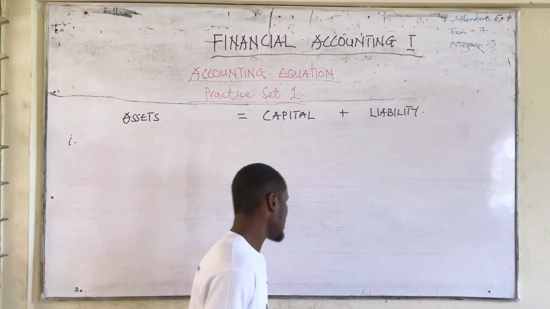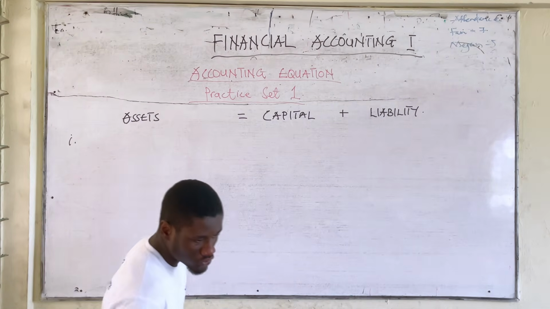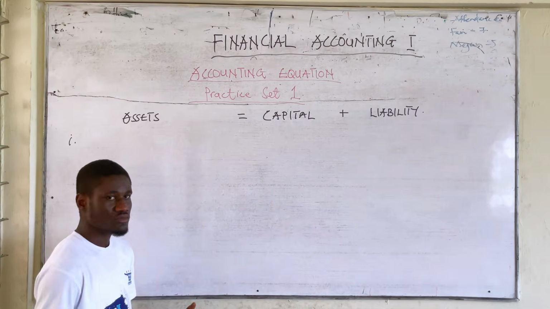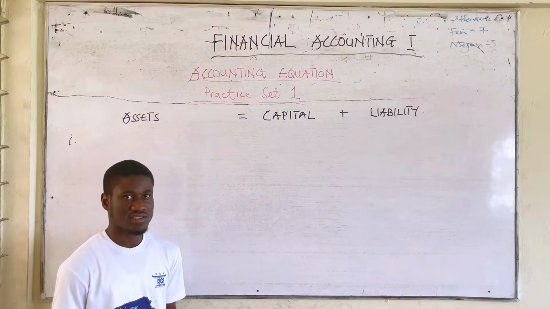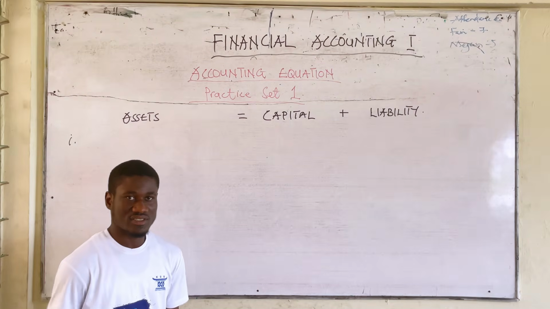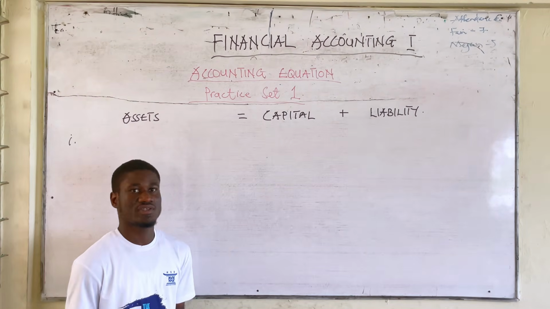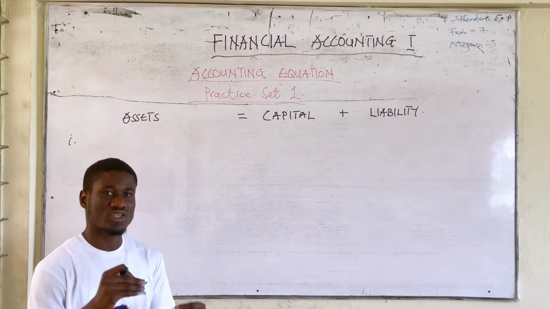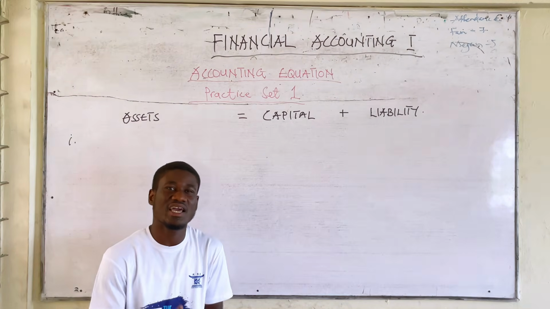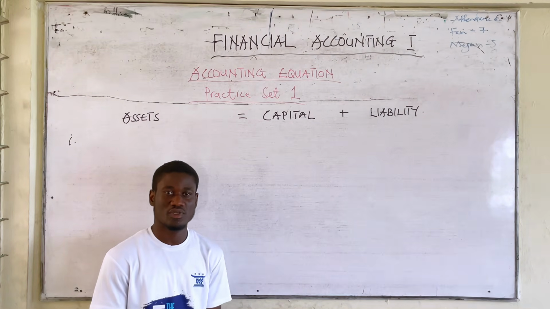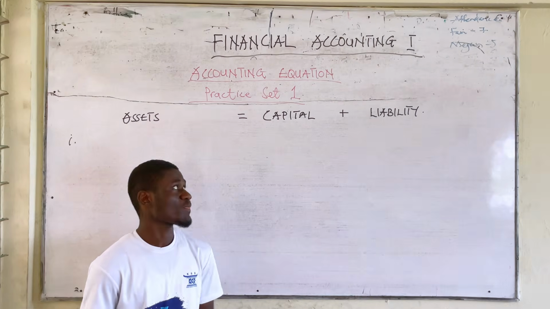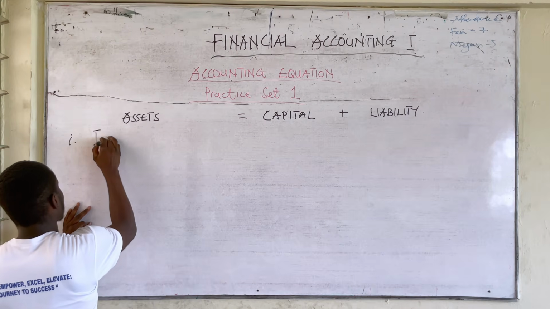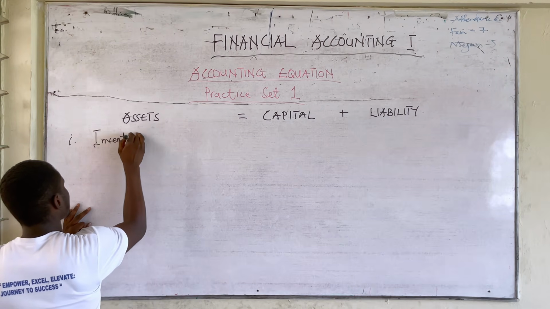So now, let's tackle the question. Purchase goods for resale on credit 250,000 from Adwa. Now, come to think of it, inventory is an asset, trade payable is a liability. What is happening to inventory and what is happening to trade payable? These two are what the question is trying to tell us, that we should show how they affect the accounting equation or the statement of financial position. Do you get it? Good. So we have inventory to be an asset.